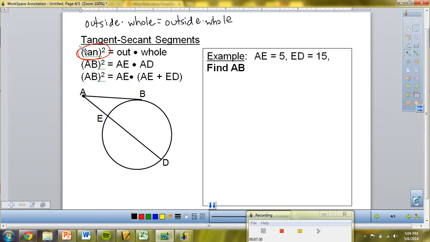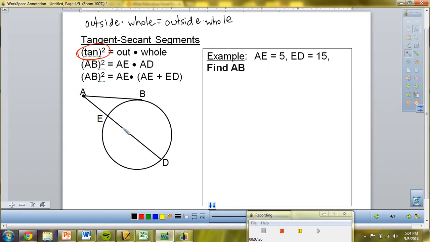Now, the reason why this example says tangent squared is because AB is a tangent line. It's touching the circle in only one point. And AB is the part that's outside, and it is the entire segment. It's the whole. So it is the outside and the whole, which is that thing being multiplied times itself, which is that thing squared. So they're overcomplicating this formula here. It's the exact same process we've been doing for the second example.